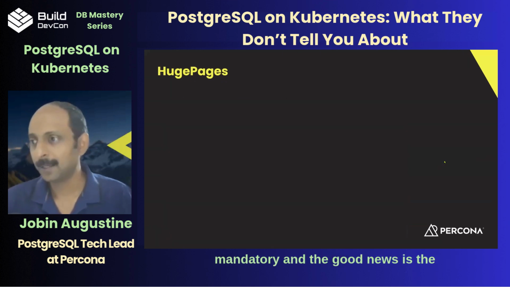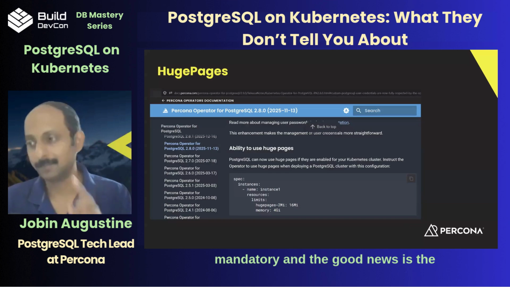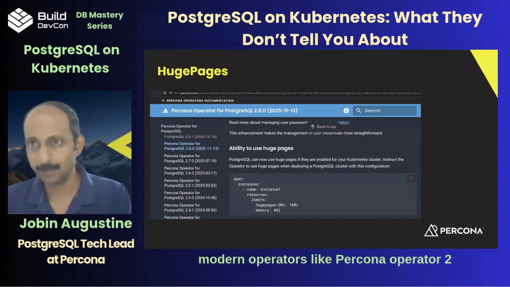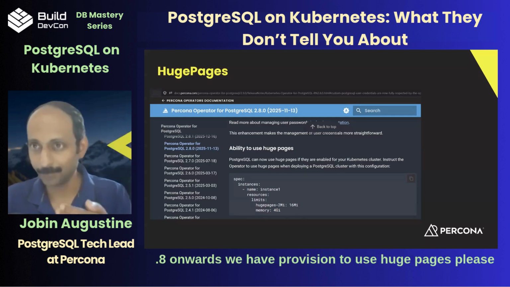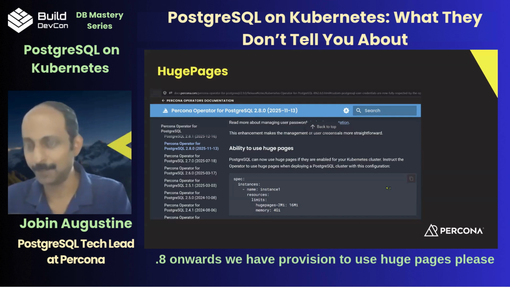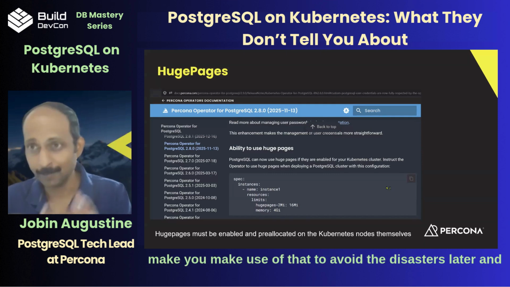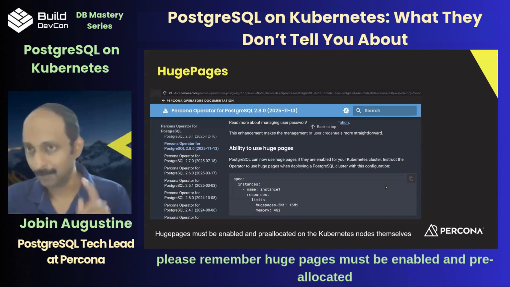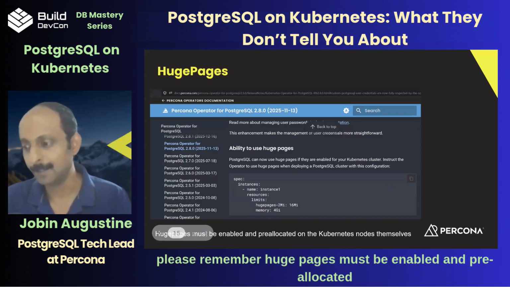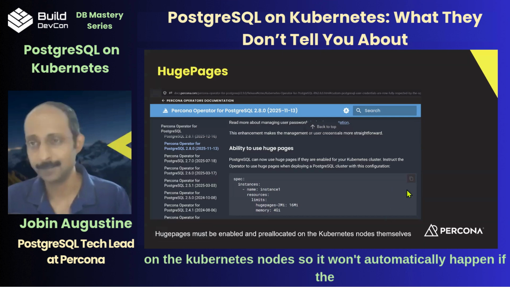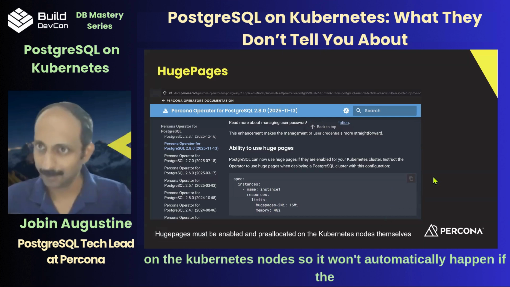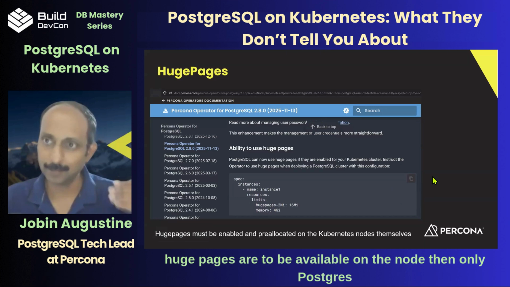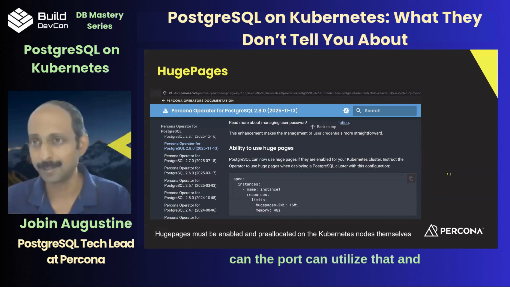It's mandatory. And the good news is the modern operators like Percona operator 2.8 onwards have a provision to use huge pages. Please make use of that to avoid disasters later. And please remember, huge pages must be enabled and pre-allocated on the Kubernetes nodes. It won't automatically happen. Only if the huge pages are available on the node can the Postgres pod utilize them.